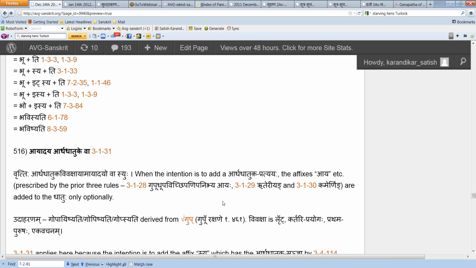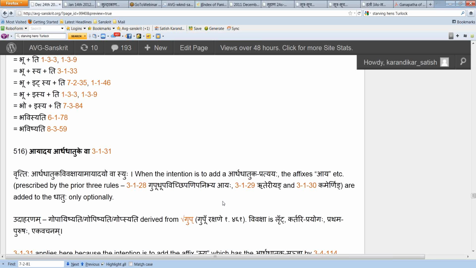So the vivaksha, the intention. Vivaksha is vaktum iccha vivaksha, the intention to speak, the intention to say. The intention to say is that we know the intention is to use the siya pratyaya. So we don't have to wait till the siya pratyaya comes. Right now we can apply 3131, which means that the aya pratyaya will be used only optionally. So one more time, since we are talking about rut, when we know syata si rulatoho, that means we know the pratyaya is going to be coming.